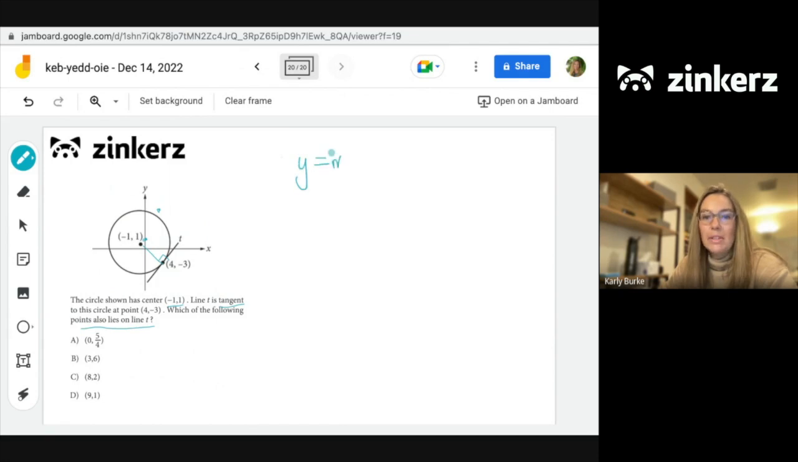Remember y equals mx plus b? Well, how can you figure out the slope? I know the slope of the radius, because the slope is y2 minus y1 over x2 minus x1. So for this, we're just going to do -3 minus 1 divided by 4 minus -1. Watch out there, because this is always going to be 4 plus 1. So it's -4/5. That is the slope of the radius.